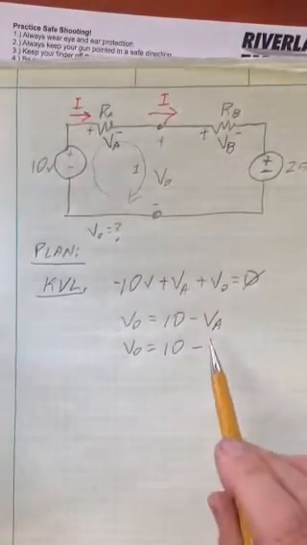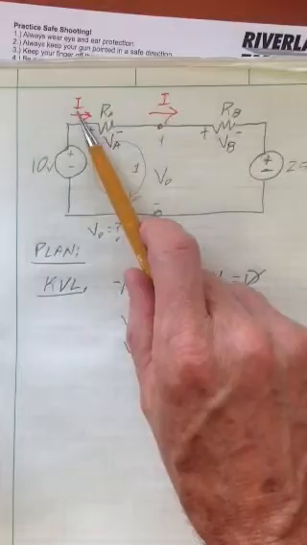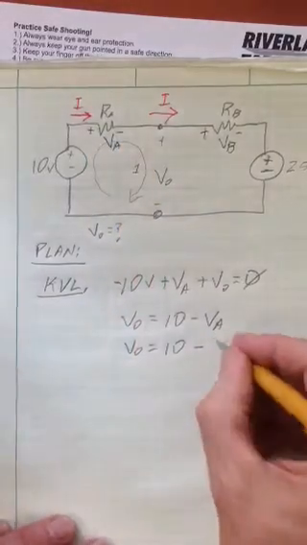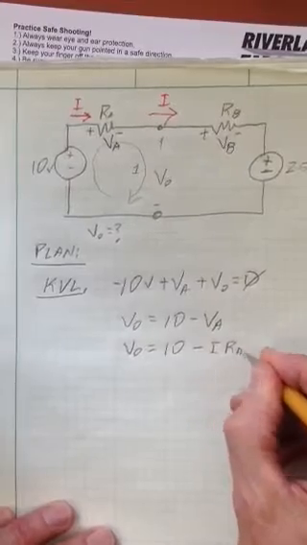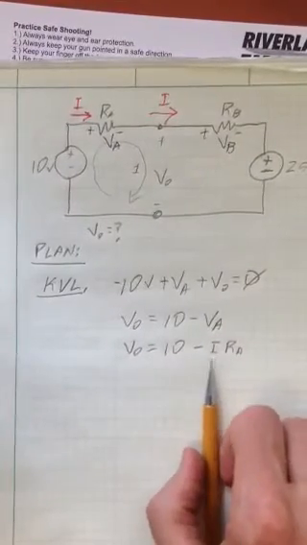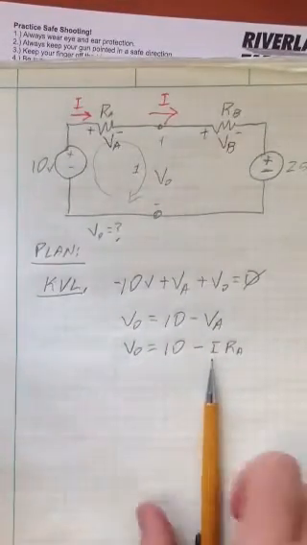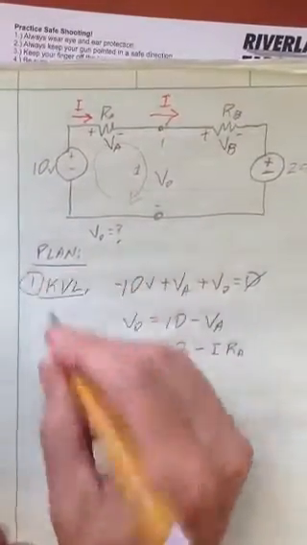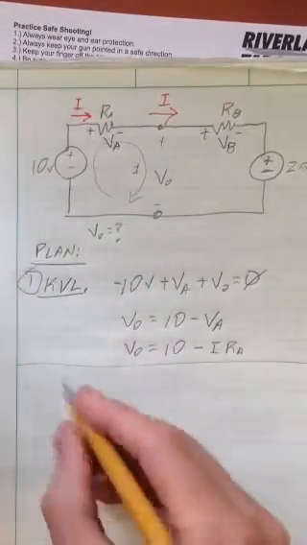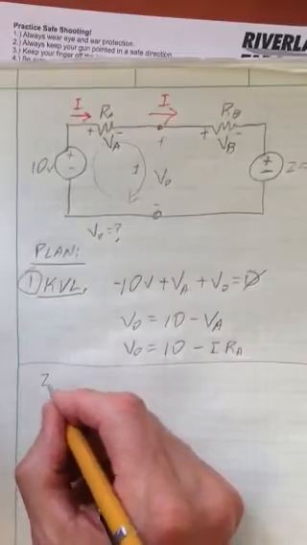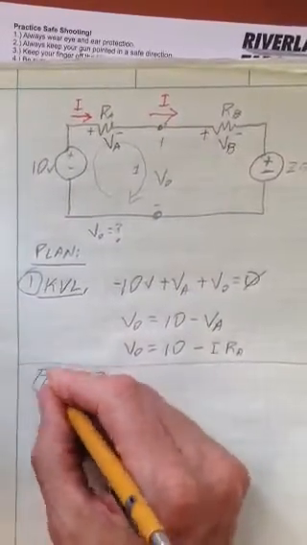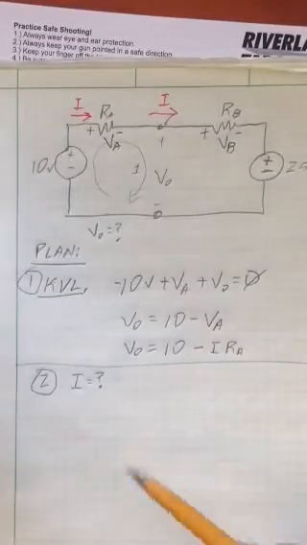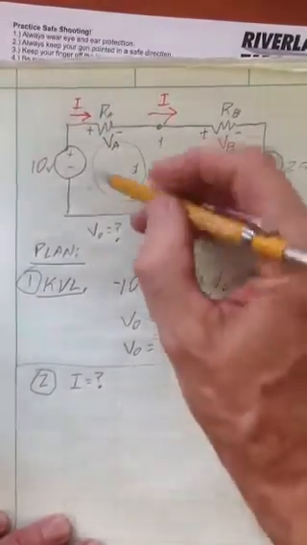Using Ohm's law, VA is I times RA. You already have a number for RA. We just need to calculate what I is. So we need to go out and do something different to figure out what I is. And we can do that by using Kirchhoff's voltage law again.